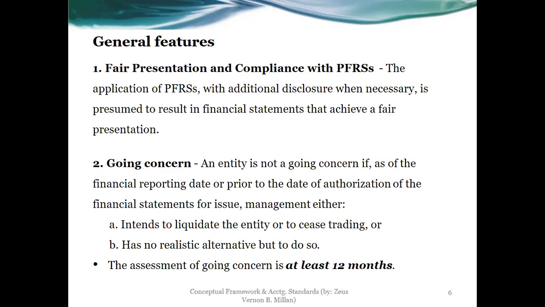So if the ending is, for example, December 31, 2019, that's a calendar year. A calendar year ends just like the calendar, December 31. And so we have to analyze the 12 months from that date to see if the entity still has the ability to continue as a going concern.